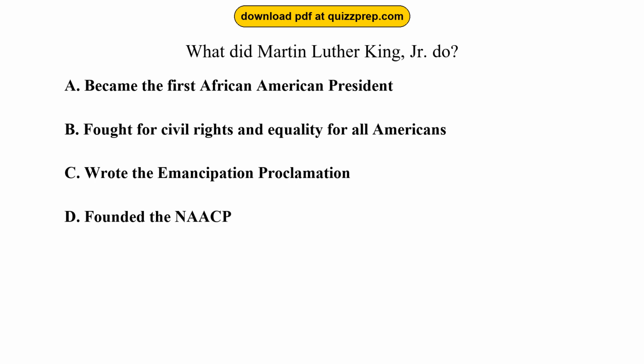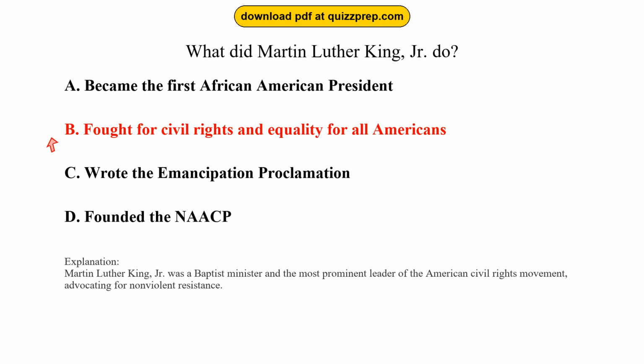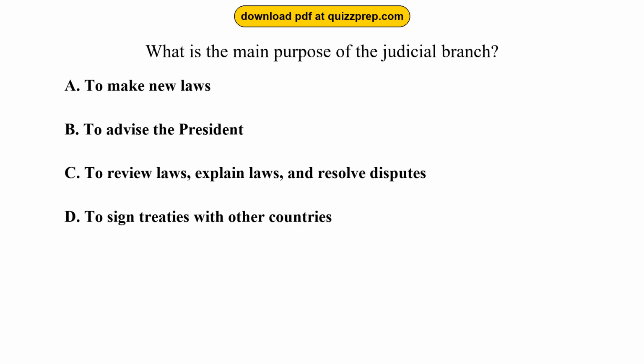Question 66. What did Martin Luther King, Jr. do? Option A, became the first African American president. Option B, fought for civil rights and equality for all Americans. Option C, wrote the Emancipation Proclamation. Option D, founded the NAACP. The correct answer is option B, fought for civil rights and equality for all Americans. Martin Luther King, Jr. was a Baptist minister and the most prominent leader of the American civil rights movement, advocating for nonviolent resistance.